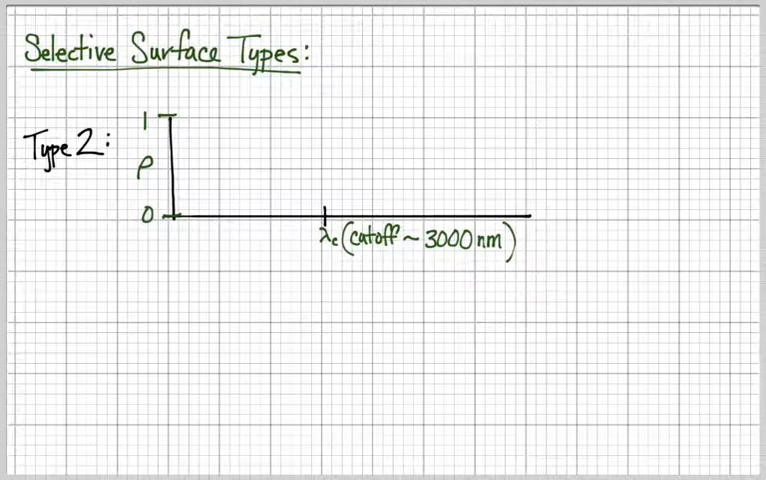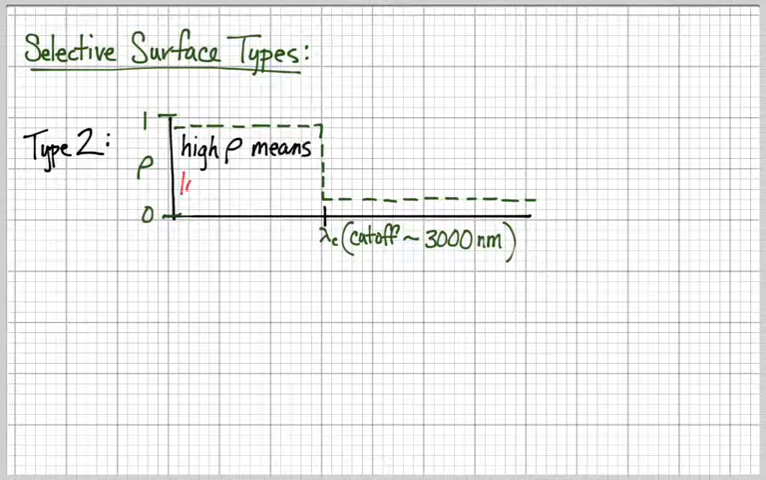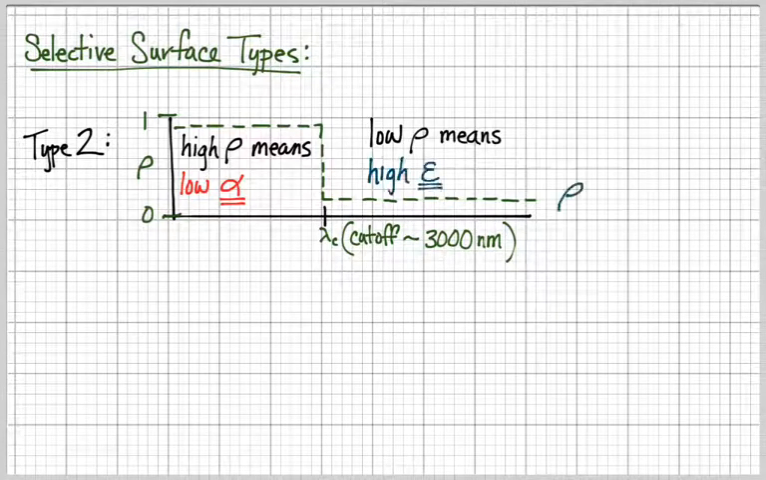Now if I go to a type 2 collector, I'm again going to have a selective surface, and it's just going to be the opposite of what we'd drawn for a type 1. It's going to have a high reflectance in the short wave and a low reflectance in the long wave band. Now I'm going to flip that reflectance term for absorptance and emittance. So a high reflectance means a low absorptance in the short wave, and a low reflectance in the long wave means a high emittance.